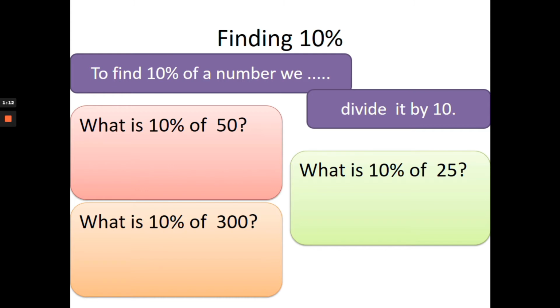And to show you an example, we'll go through the first one. What is 10% of 50? How many 10s go into 50? That would be 5. So 10% of 50 equals 5. What is 10% of 300? Divide it by 10, that becomes 30. And what is 10% of 25? You move the decimal place back 1, which becomes 2.5.